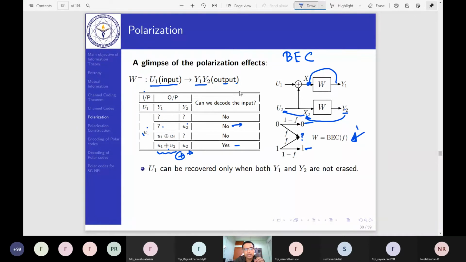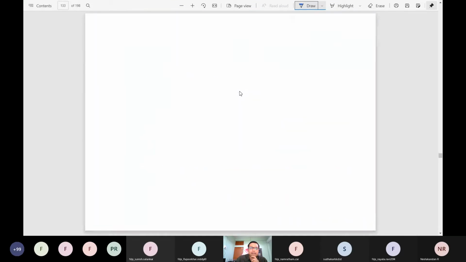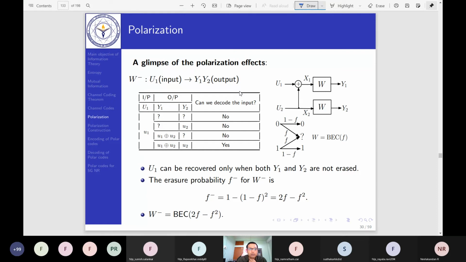So for W minus, we can find out the effective erasure probability. The erasure probability F minus for W minus is 1 minus (1 minus F) whole square, that is equal to 2F minus F square. The bit will not be erased only when both Y1 and Y2 are not erased. So this is the probability that both are not erased, and 1 minus that probability will be the erasure probability F minus. So W minus will be a binary erasure channel with a modified erasure probability 2F minus F square.